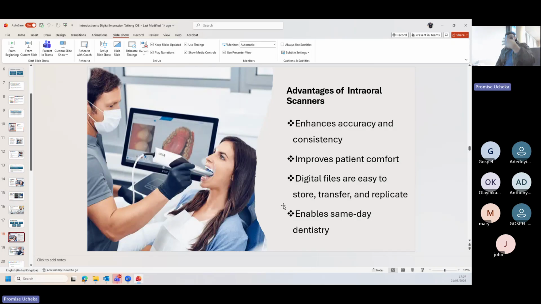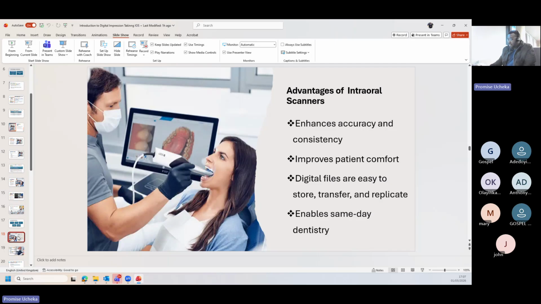So when you want to, you can have someone in your clinic today, and from the time they enter to the time they leave your clinic, they have their restoration on their way out. With digital impression taking, you can be sure of same-day dentistry, which doesn't actually happen with manual impression taking. So these are some of the advantages.